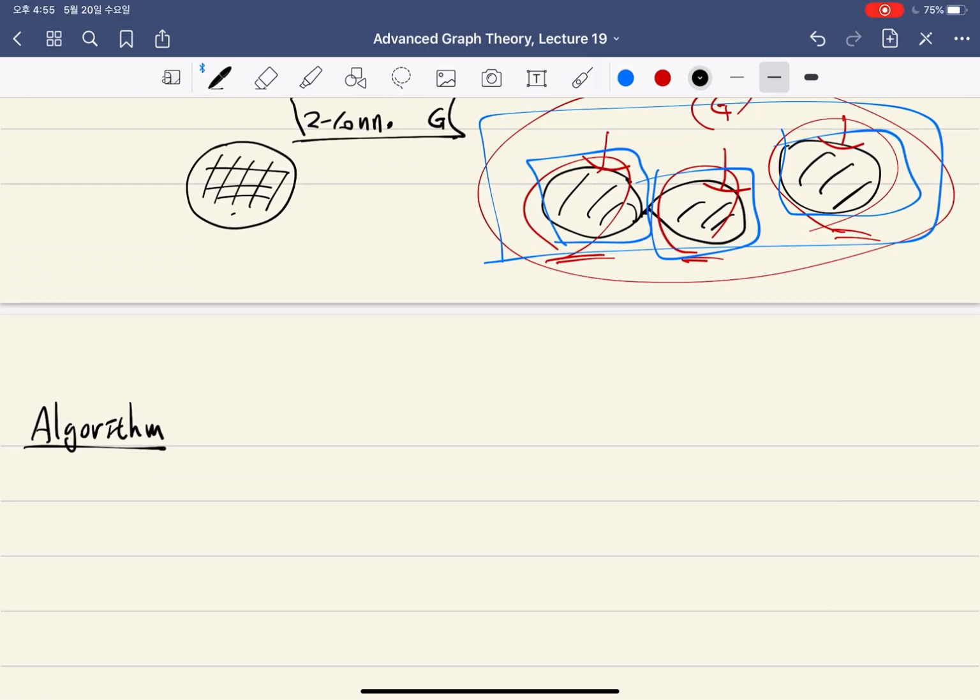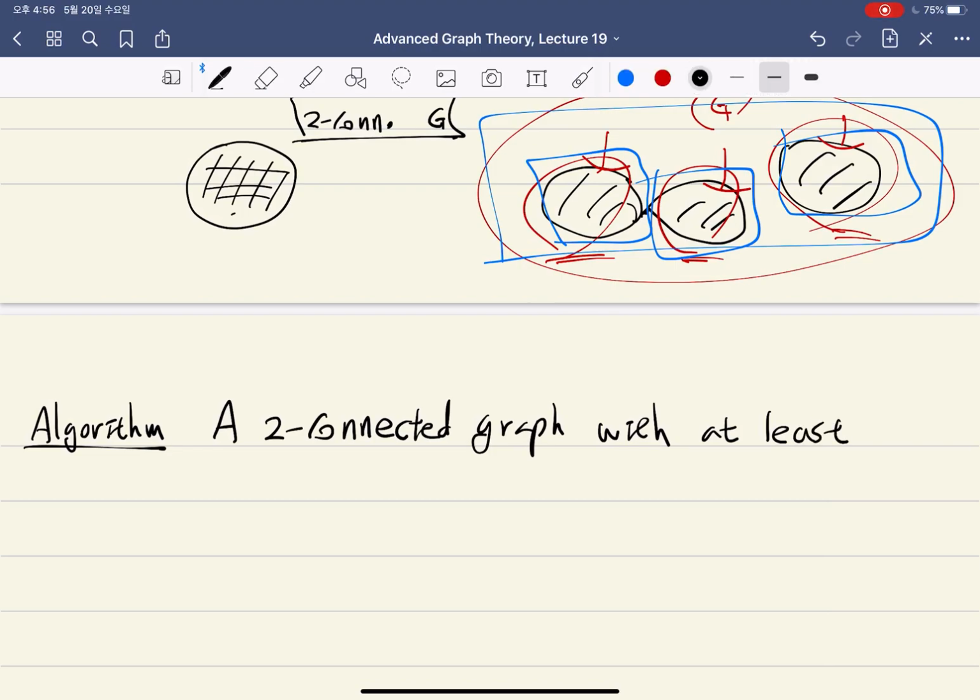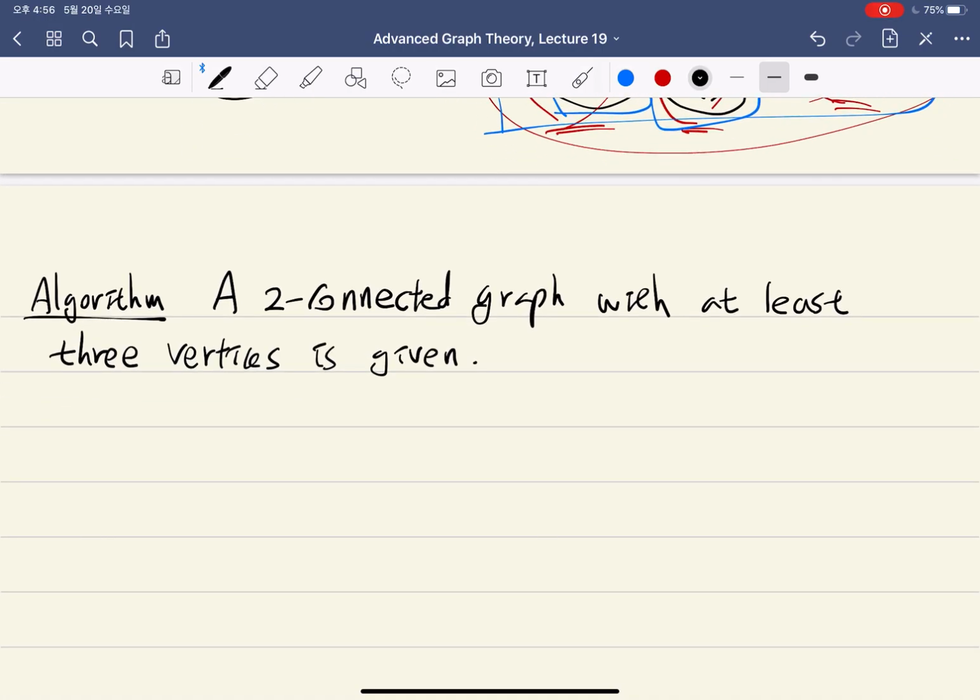So we just consider a two connected graph. And let's say, if we have a graph with only two vertices, then it's easy. So let's just assume that we have a two connected graph with at least three vertices. It's given as an input. And what we first do is we choose an arbitrary cycle and name it G0 of G.